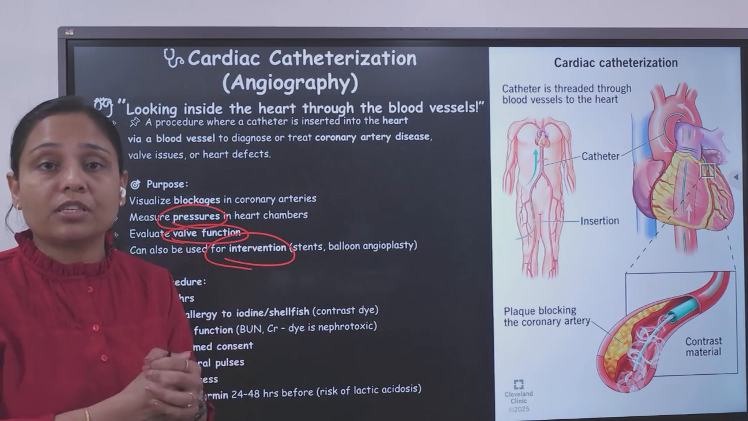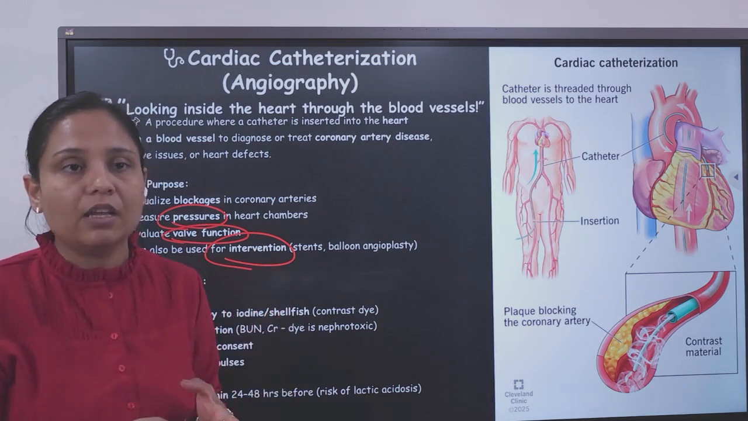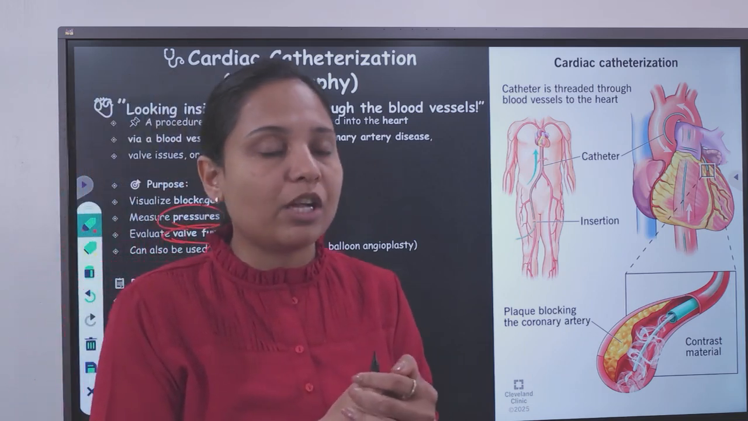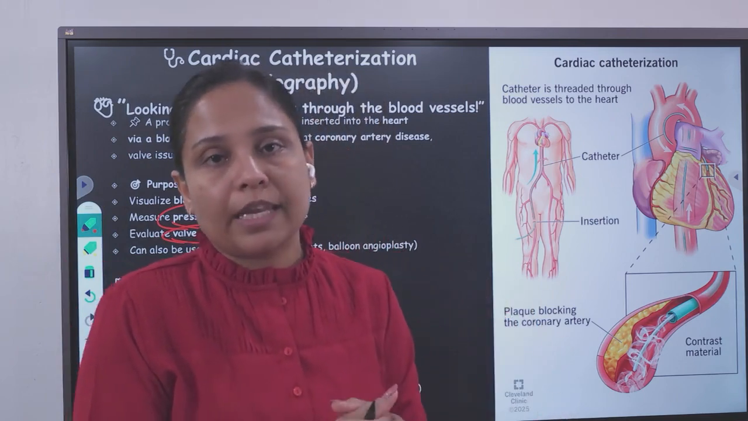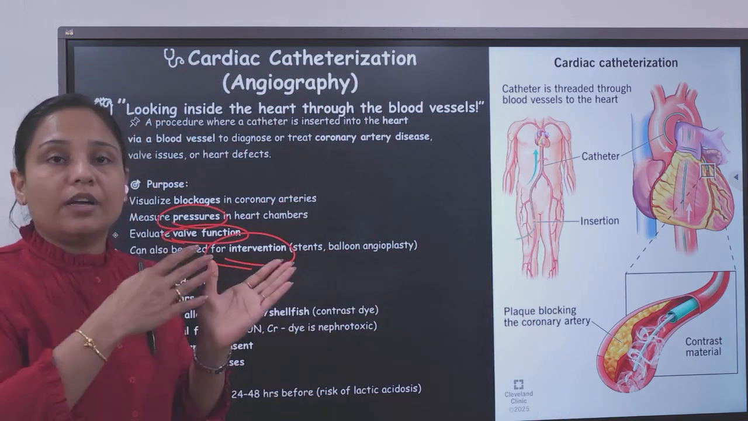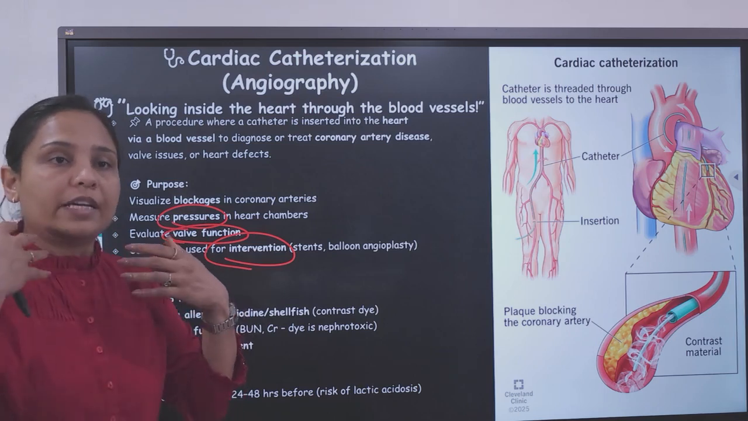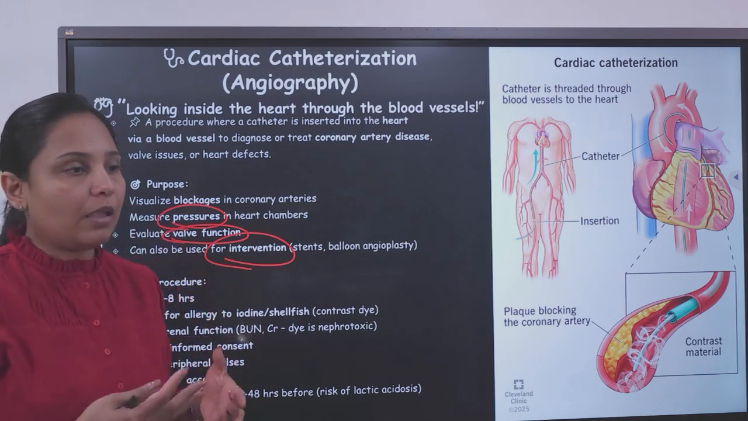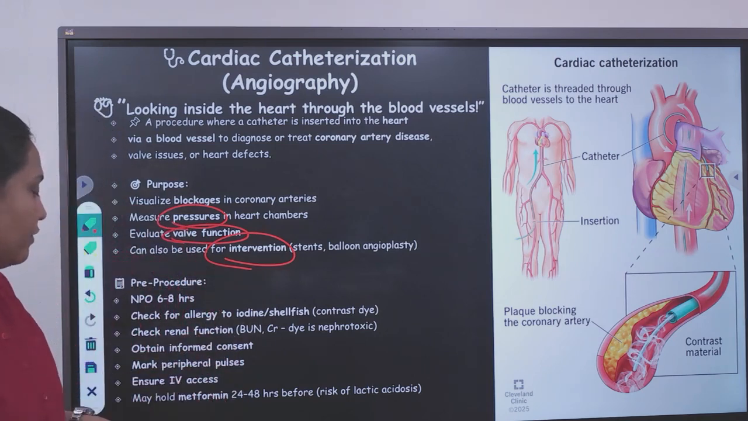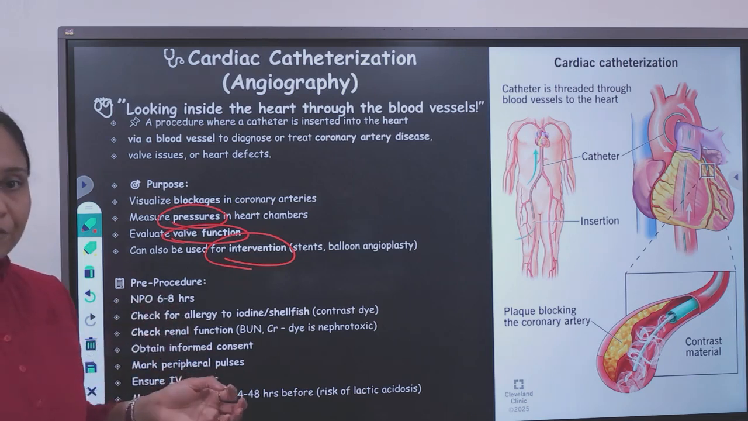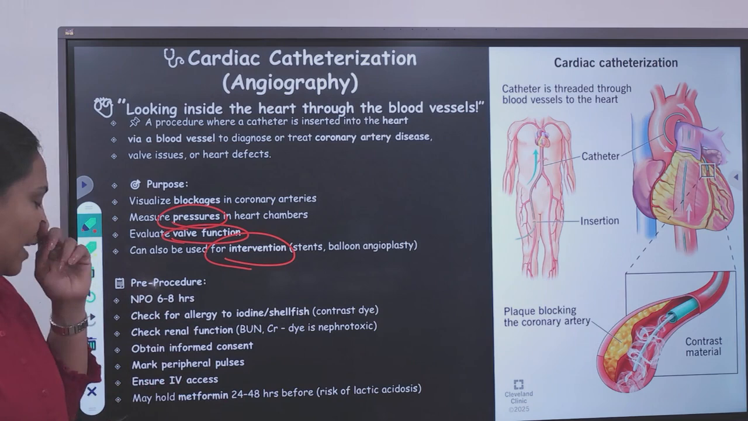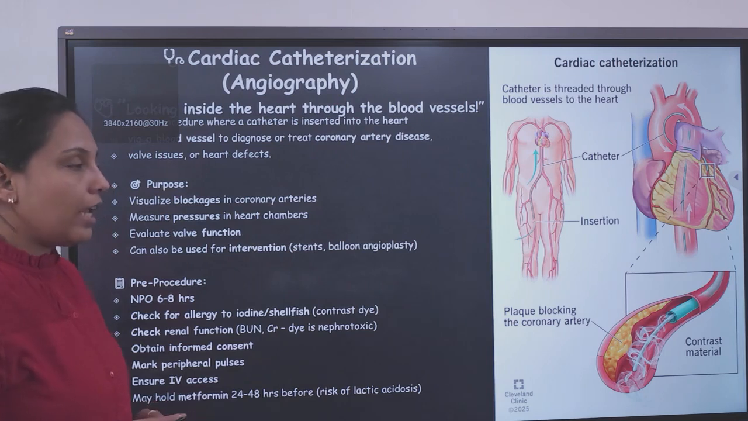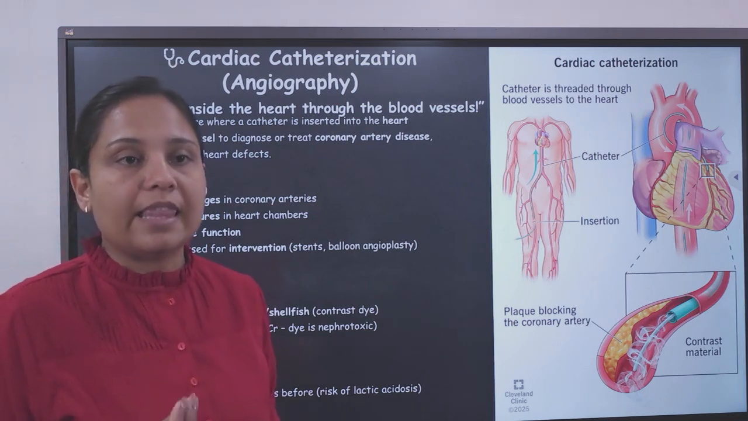We can also check the patient's kidney function, BUN, creatinine. Why? Because if the kidney is damaged or the BUN or creatinine is elevated, we don't want to insert the dye, because the dye is going to harm the kidney more, right? The patient is not able to excrete the dye out of the body, so it will remain in contact with the kidney for a long period of time and cause more damage. So it's very important that we check the kidney function. Obtain informed consent, mark the peripheral pulses, ensure IV access, and hold metformin, because we don't want the patient to take anti-diabetic drugs when we are going to inject the dye, because that causes lactic acidosis.